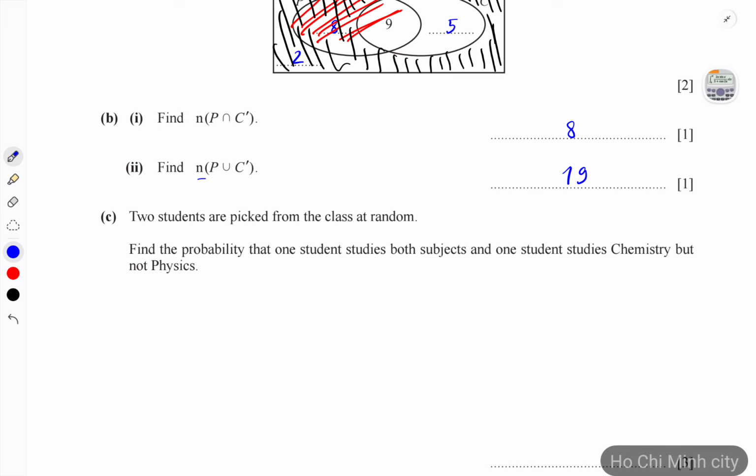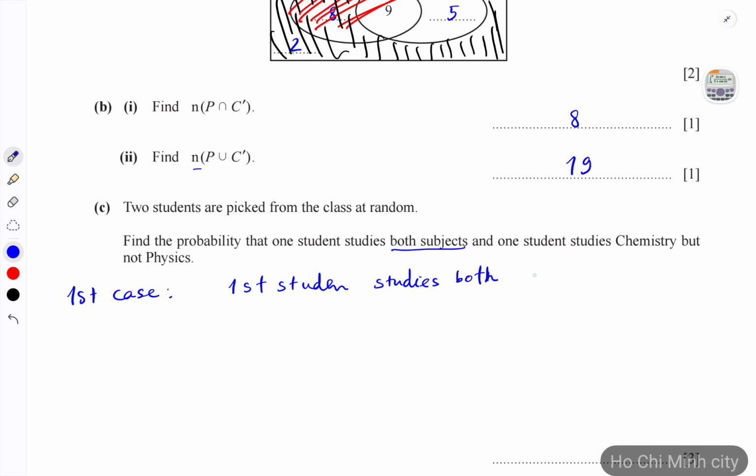All right, so there are 2 cases, right? So first of all, if the first student studies both physics and chemistry, both subjects, and the other student studies chemistry but not physics. So the first case, that is, the first student studies both, and the second student studies chemistry but not physics.